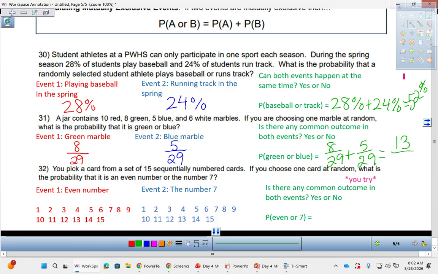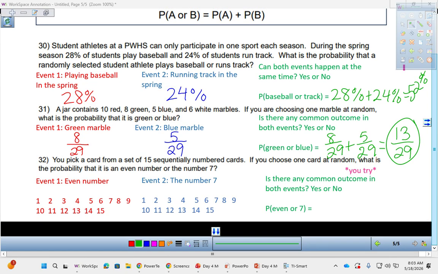So 13/29 is my answer. I like to keep it in whatever form the problem gives it to me. So since the first problem was percentages, that's why I kept it that way. This one didn't have percentages, so I don't need it. We okay with that one? All right, you guys try the last one.